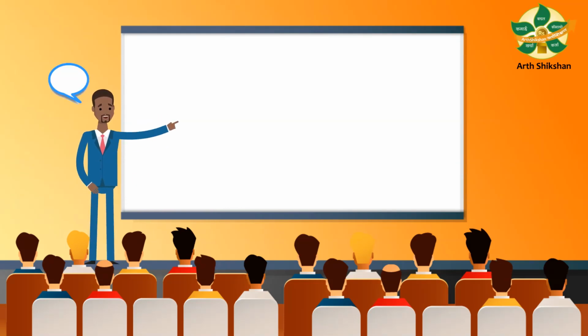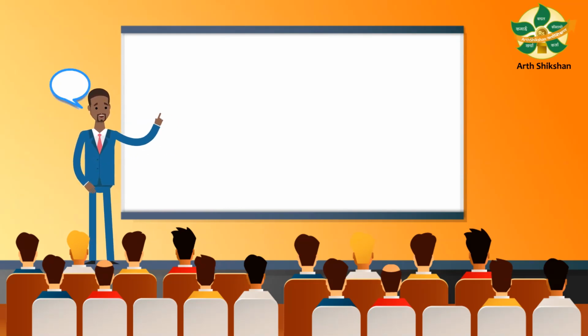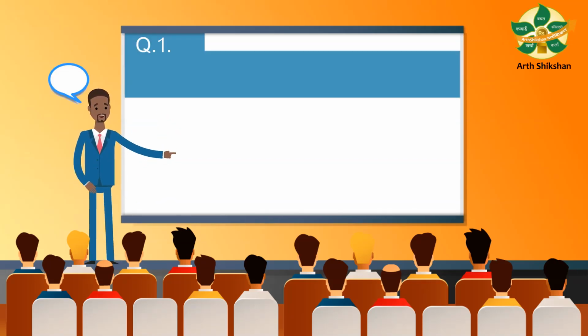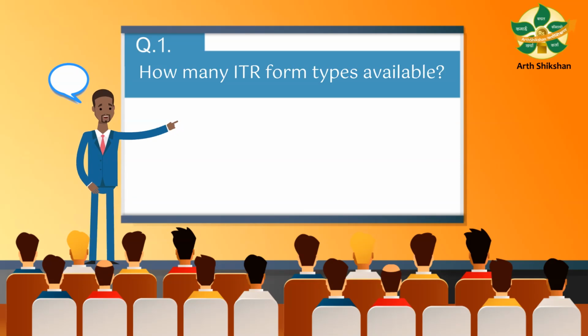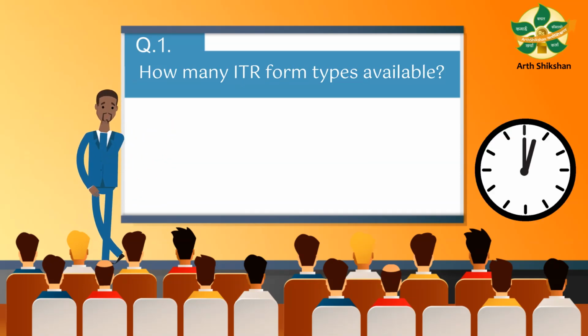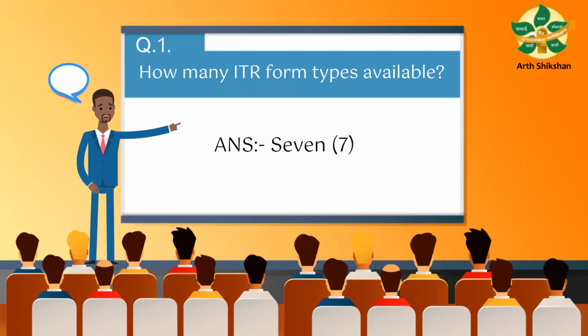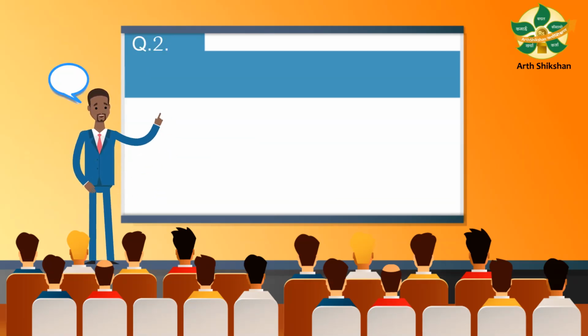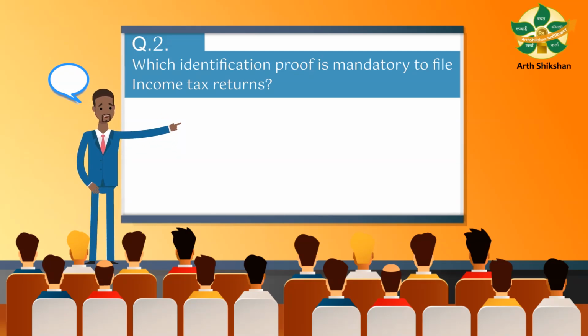We have covered different ITR forms and the process of filing income tax returns. Now let's check your understanding. Question 1. How many ITR form types available? Answer: 7.